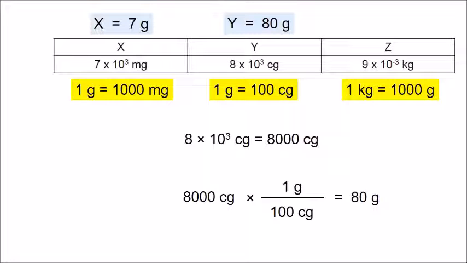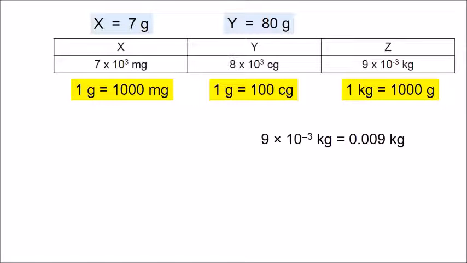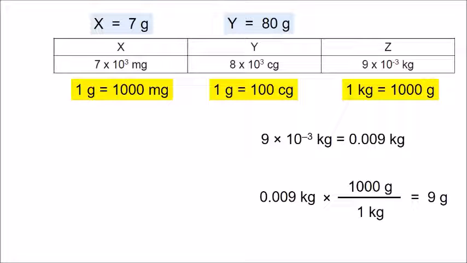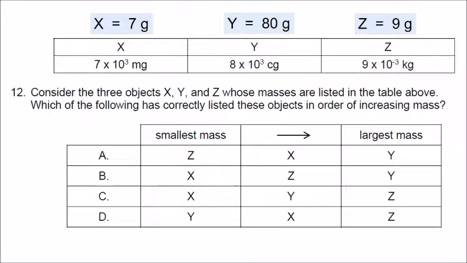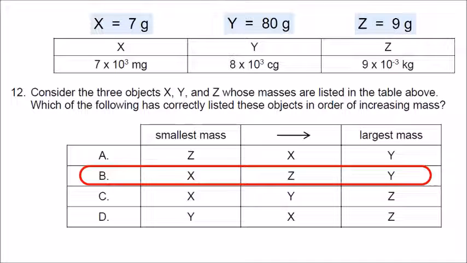And finally, object Z. 9 times 10 to the negative 3, that's 0.009. To convert that into grams, we're going to be multiplying by 1,000. So 0.009 times 1,000 gives us 9 grams. So now that we know the mass of objects X, Y, and Z in grams, the smallest mass is X, the largest mass is Y. So the correct answer to number 12 is B.